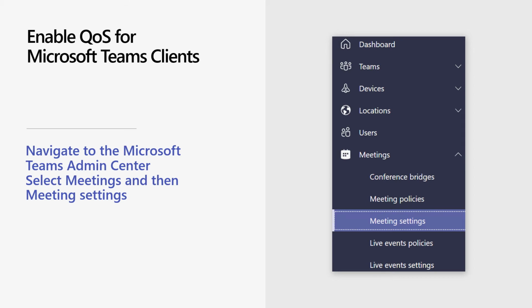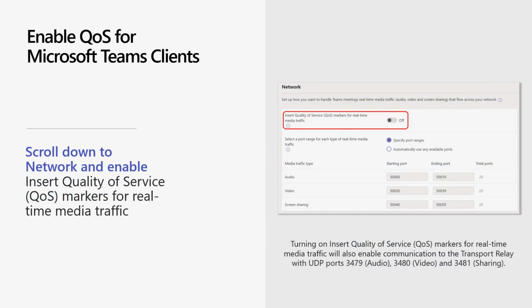In the Teams Admin Center, under Meetings, and then under Meeting Settings, you'll find a section for Network, and there's a toggle switch. That switch is entitled Insert Quality of Service Markers for Real-Time Media Traffic, and the default setting for this is turned off. Ordinarily, that's not a big deal, except if you want to use QoS. If you want to use quality of service, you'll want to turn this toggle switch on. At the moment in Windows 10, that does exactly nothing for a Windows 10 operating system, hence the need for something like a group policy object or switch port markings.